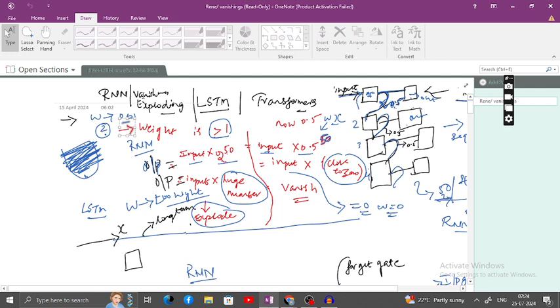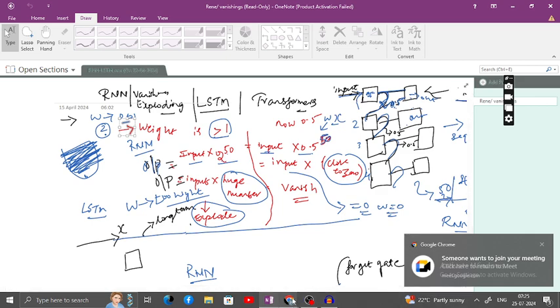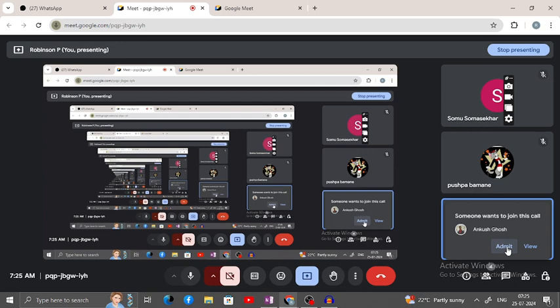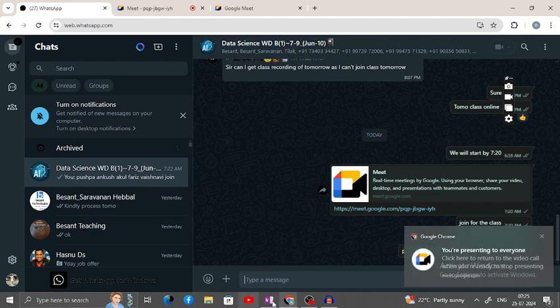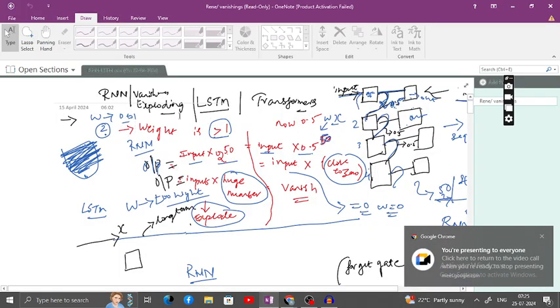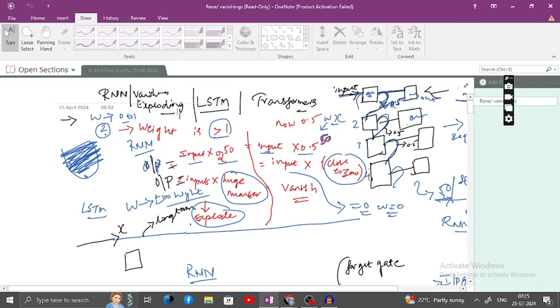See, RNN has some problems: the vanishing gradient problem and the exploding gradient problem are there in RNN, right? In RNN you have both the vanishing gradient problem as well as the exploding gradient problem. So we need to avoid them, and in order to avoid the vanishing gradient problem and the exploding gradient problem, we use LSTM. What is LSTM? LSTM means long short-term memory neural network. What is this long short-term memory neural network?